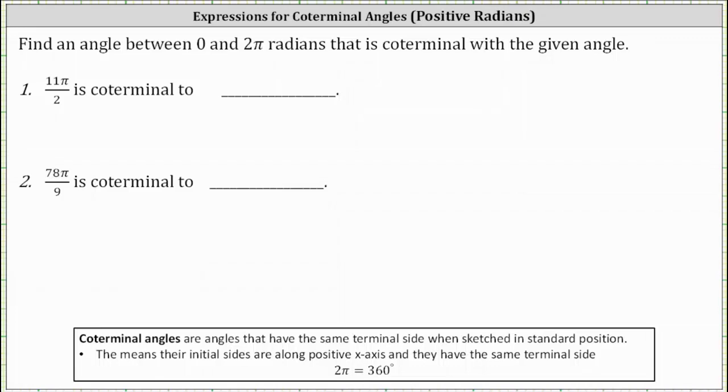We're asked to find an angle between 0 and 2 pi radians that is coterminal with the given angle. Number 1, we have 11 pi divided by 2 radians. Number 2, we have 78 pi divided by 9 radians.